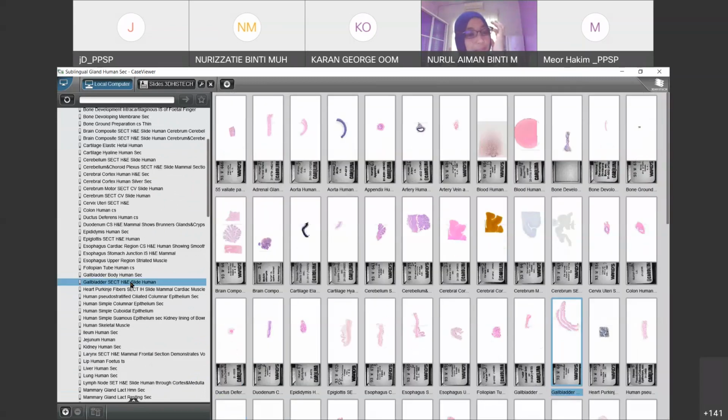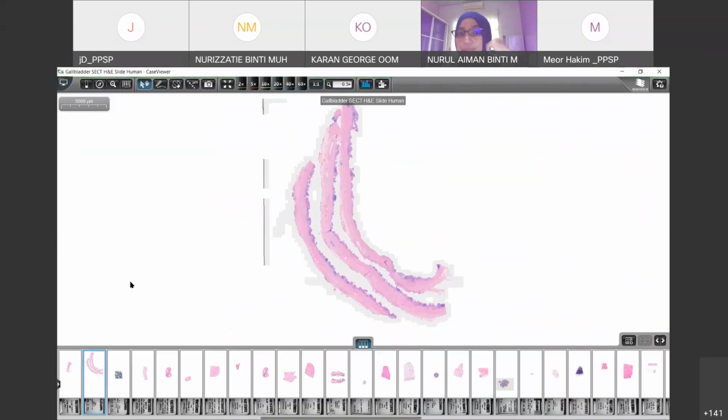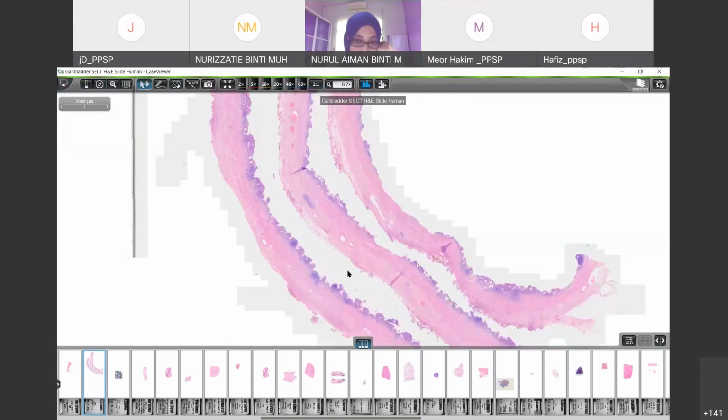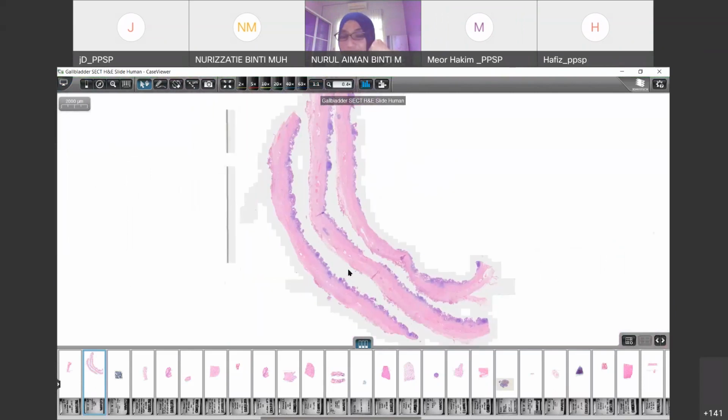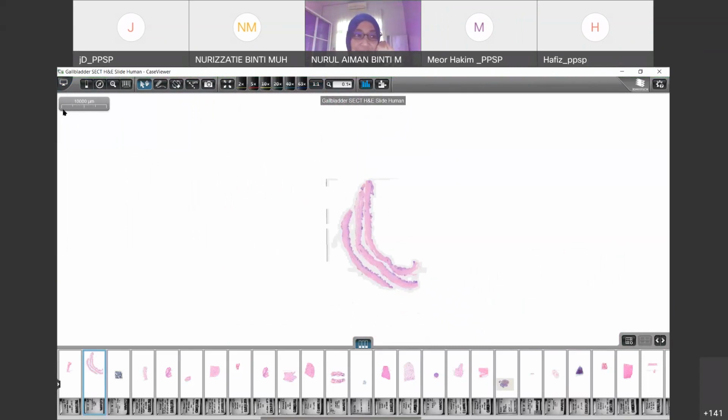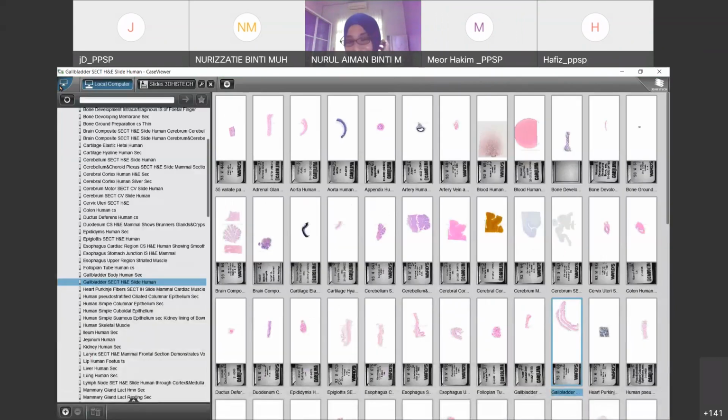Doctor, the glands that you showed us just now are exocrine glands, right? Yes. You are not going to learn endocrine glands in this block. Oh, okay. But if you want to look at endocrine glands, you can. I don't have a problem with that.